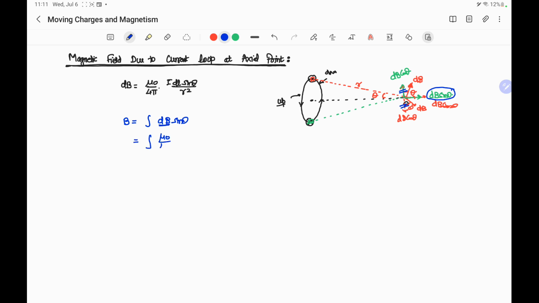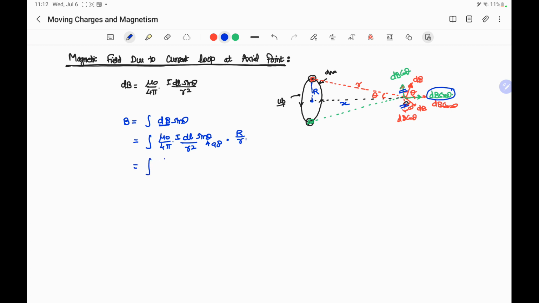This is mu naught by 4 pi. Current in the loop is I. We are taking an elementary length dl, and the angle between the radius vector and this current element is 90 degrees. Therefore, we can write theta is 90 degrees, divided by r square, and cos theta is, this is perpendicular, which is the radius of the loop, and the axial distance from the loop of the point P is x, suppose. So we can write it is cos theta, which is base by hypotenuse, that is R by small r.